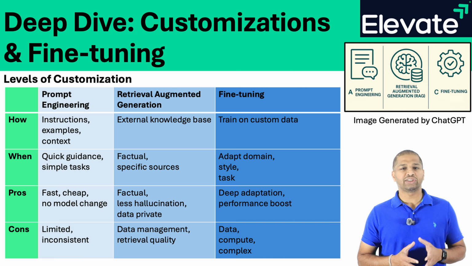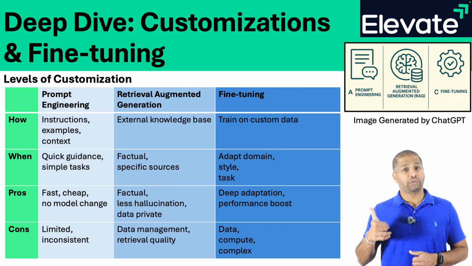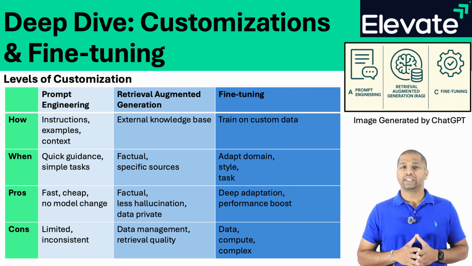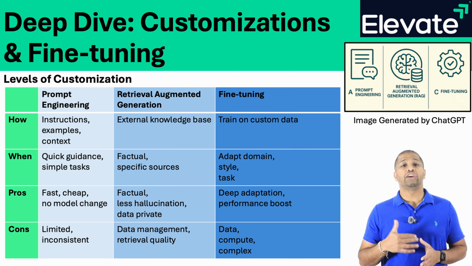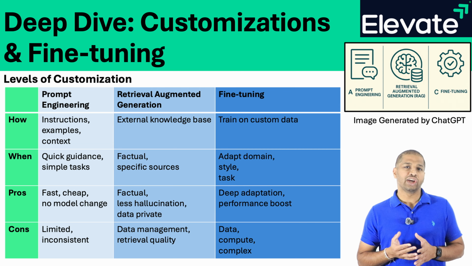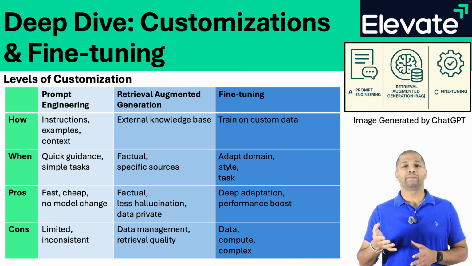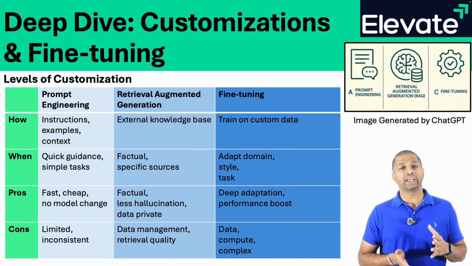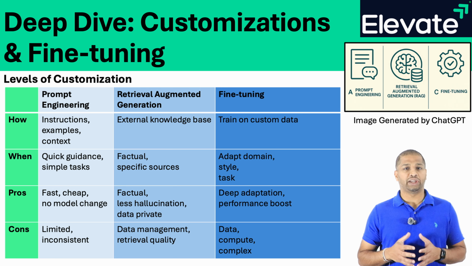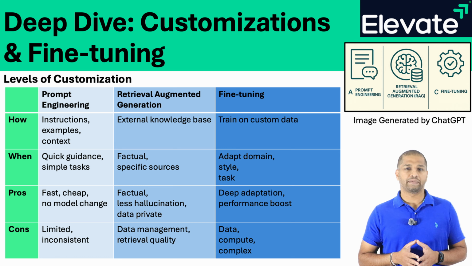There are several levels of customization, each offering different trade-offs in effort, cost, and impact. First, we have prompt engineering. This is about crafting clear, effective instructions, providing examples, and adding context to guide the model's output. It's great for quick wins and guiding behavior without changing the model itself, and it's fast and cheap. However, it's limited by the model's base knowledge and can sometimes be inconsistent.